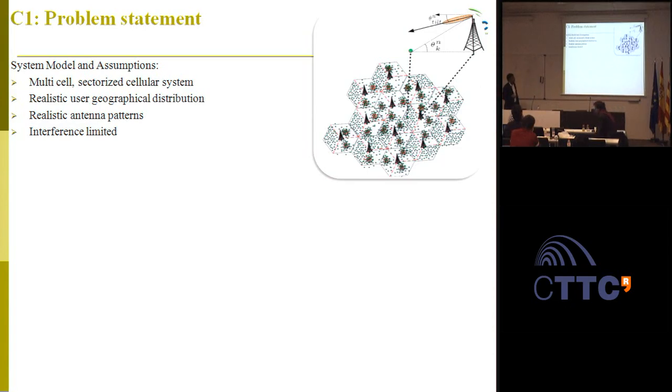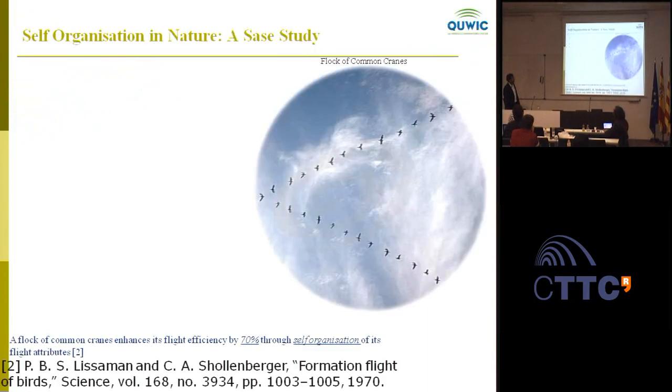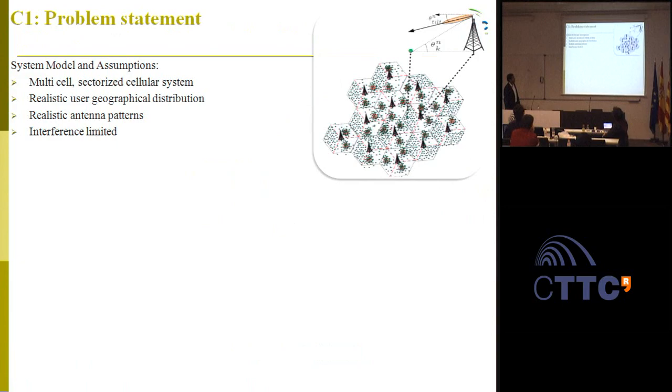Each base station has a sectorized antenna, and they have to optimize their antenna tilts such that the average spectral efficiency in the network is optimal according to this user distribution, because the user distribution is not uniform and it will keep changing, so the tilts need to be optimized.